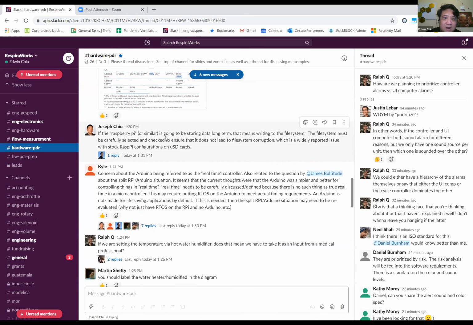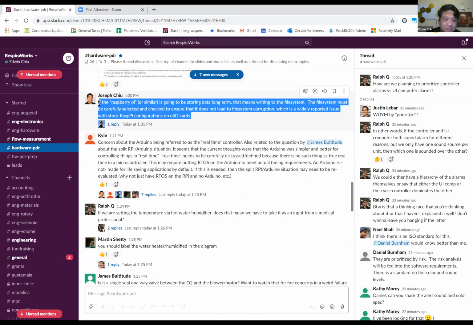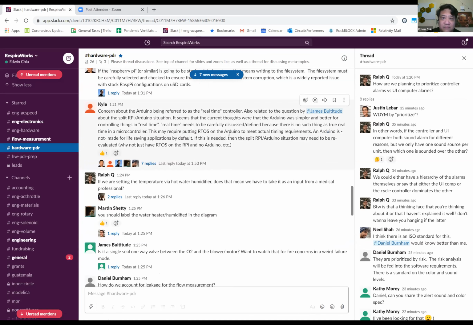Joseph True writes, if the Raspberry Pi or similar is going to be storing data, okay, this is the same comment that we had earlier. Yep, exactly, we need to be worried about file system corruption.